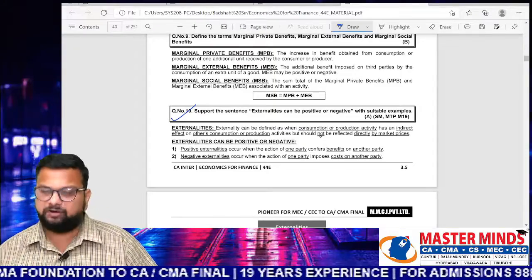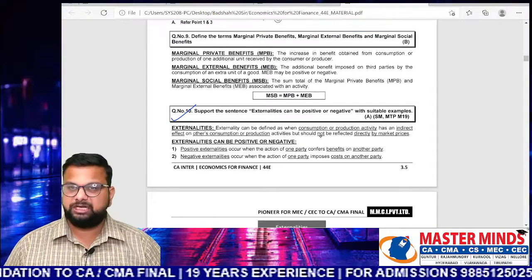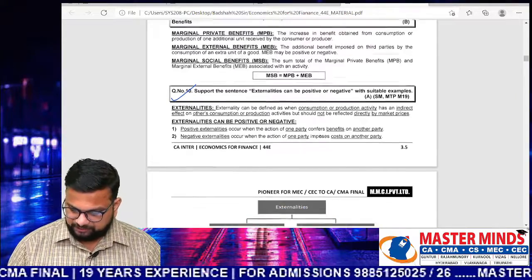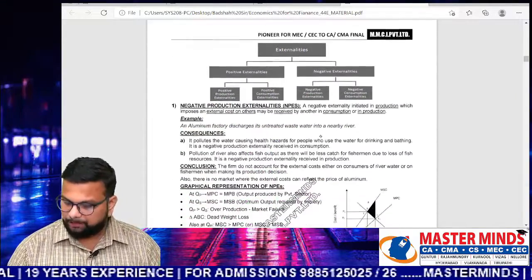It is actually 3.5, Nana. Okay, so question number 10. As you can see, different types of externalities have been explained clearly with the help of a graph.